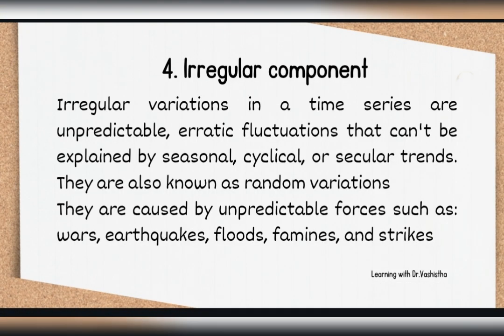Then comes the most unpredictable component of this series, which is called the irregular component, because it is completely unpredictable and has certain erratic fluctuations that are not seasonal, cyclical or secular by nature, so they cannot be explained by them. They are also known as random variations. Why are they called random? Because they are completely unpredictable, as they are caused by natural forces such as wars, earthquakes, famines, strikes, etc. So they cannot be predicted beforehand.